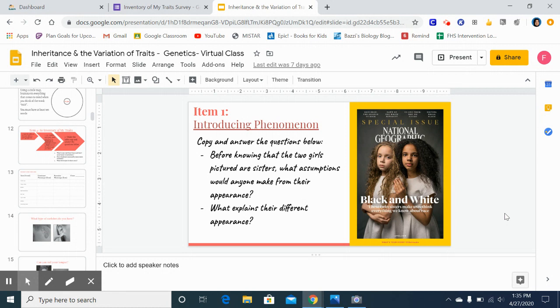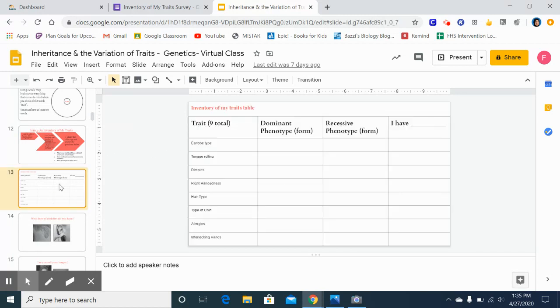So what I'm going to start doing is to remind you of some of the things that we worked on last week. We introduced the phenomenon of the fraternal twins that look nothing alike. And we were trying to figure out, how come they look very different, even though they're twins, they come from the same mom and dad. After we did that, we answered a couple questions and we did some reflection. Then we started studying a few traits.